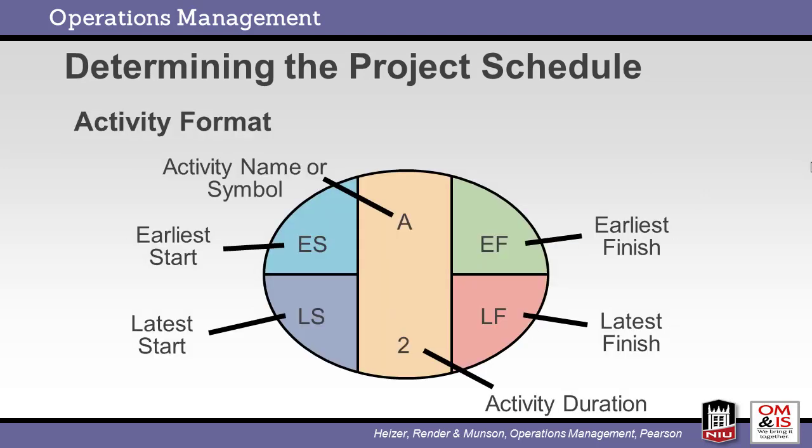Here's the schematic displaying the structure of the activity format. You should memorize the location of each item to fully understand the data presented when viewing a project plan using these symbols. Start is on the left, finish is on the right, earliest is on the top, latest is on the bottom. The activity identifier and duration are listed in the center.